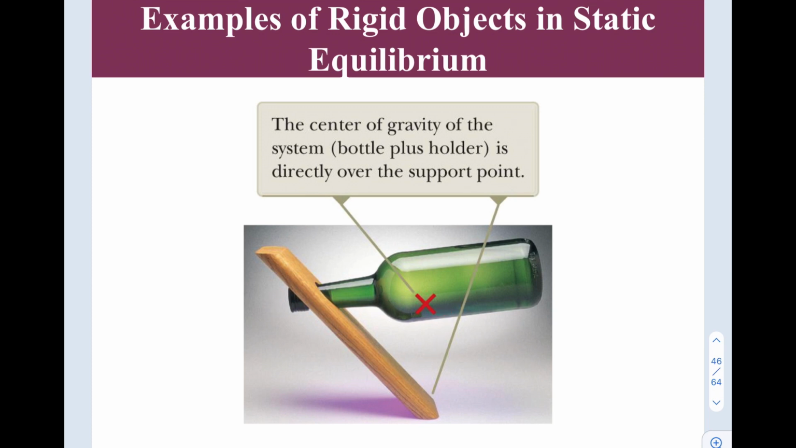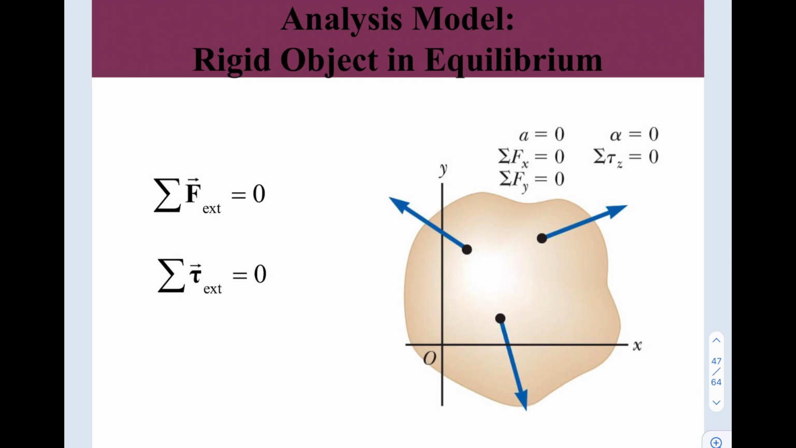So an example of an object in static equilibrium is this system. If you refer to this, the center of gravity of the system, the combination of the bottle and the holder, is directly over the support point. That is how we know that the object is in static equilibrium. Alright.